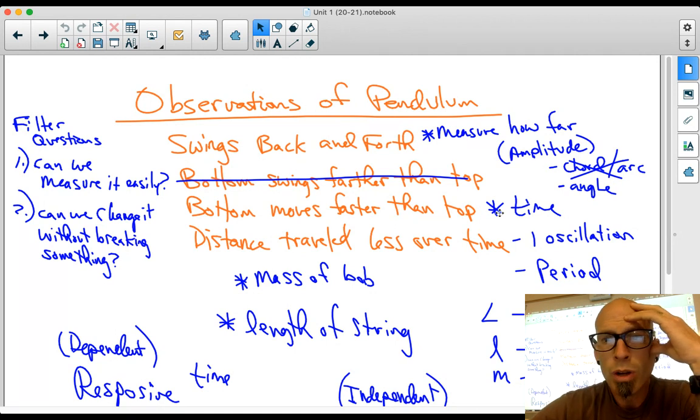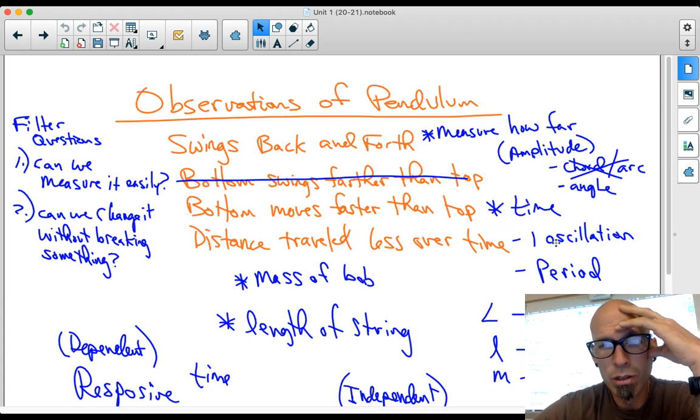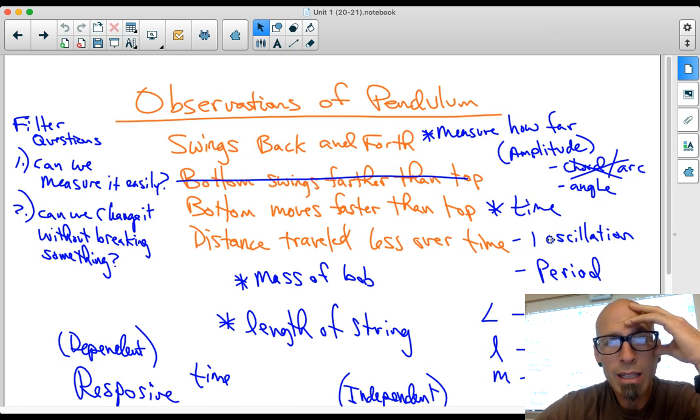Then someone mentioned, well, time, we can measure how much time it takes to go back and forth. And I said, sure. Back and forth is actually called one oscillation. And I told the class that the time it takes to complete one oscillation is called the period. It's called the period of oscillation.